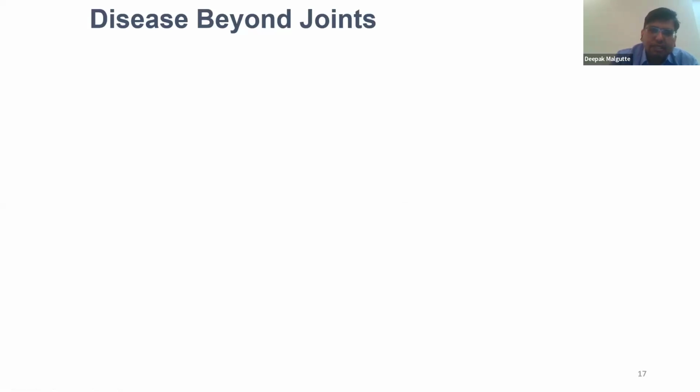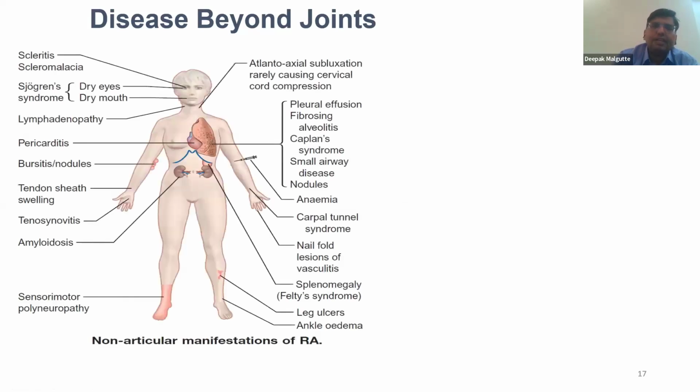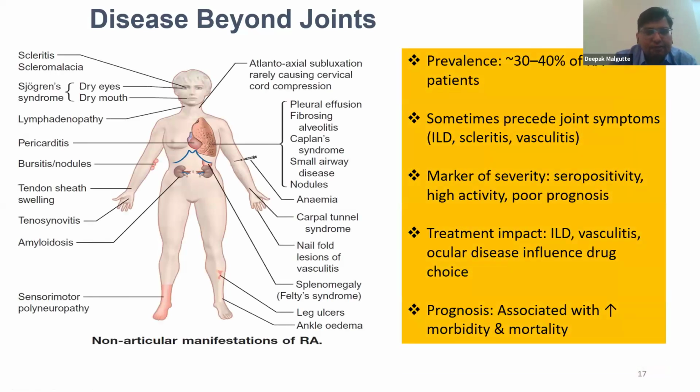Now, as I described, rheumatoid arthritis is not a disease limited only to the joints. It has various extra-articular manifestations which have been reported in around 30 to 40% of patients, and it can extend from head to toe. In the eye, it can result in scleritis, dry eye, scleromalacia, and peripheral ulcerative keratitis. Cervical spine involvement can result in spinal cord compression. Lung involvement can happen in various ways: it may involve the pleura causing pleural effusion, it can affect the lung parenchyma causing ILD, it can cause lung nodules, and Caplan syndrome, which is a pneumoconiosis.